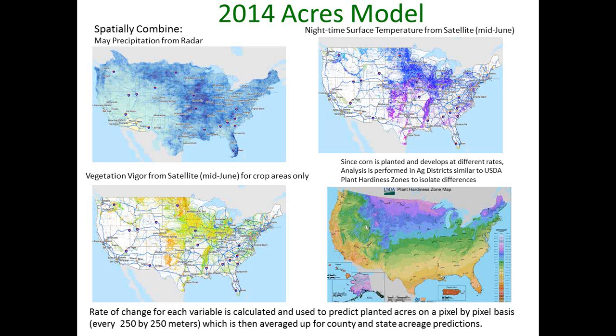And then finally, we break the U.S. into different zones based on their climate, their soils, obviously their latitude and their longitude, and we do the analysis within these zones to prevent these obvious effects of comparing corn planted in Missouri to corn planted in North Dakota, which are going to have very different signatures because of the growing degree days and the dates they were planted.